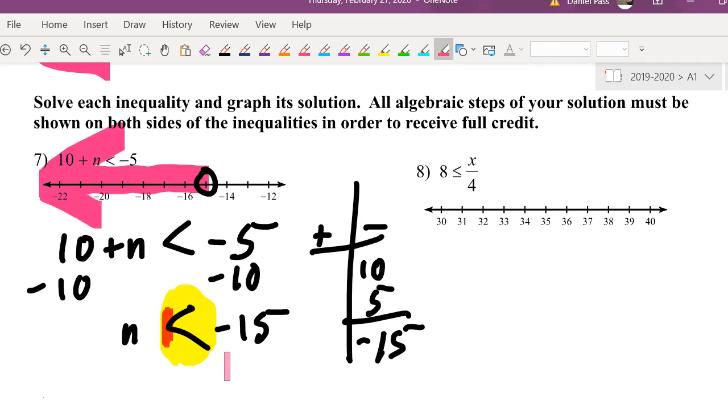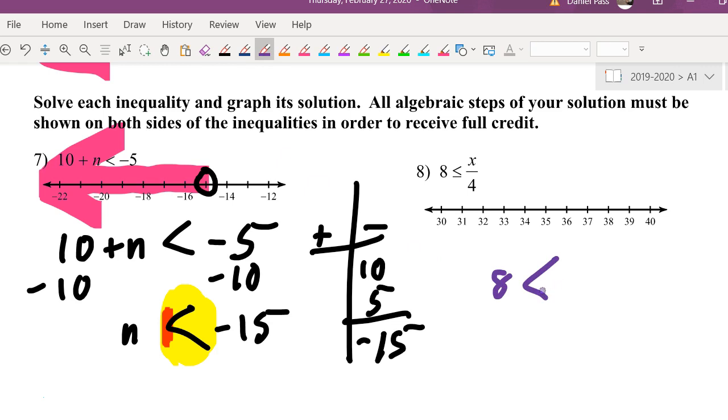Any questions? Yes. Why? Because we need to get rid of a positive 10. 10 minus 10 is 0, right? So that's the way we get rid of 10. If you added 10 here, you would get 20 on the left. Make sense? Yeah. Good question, though. Good question. All right, moving on.